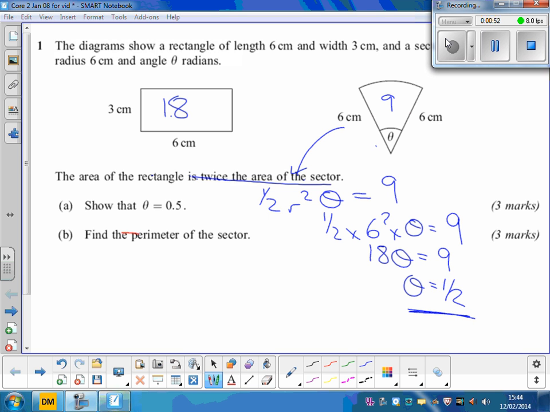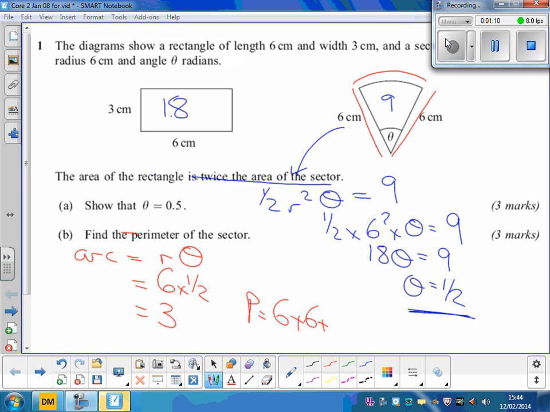So now we want the perimeter. The perimeter of this is going to be 6 and 6 plus this bit. And so the arc, you need to know the formula for the arc is just r times theta, which is 6 times a half. So the arc is 3. And so the perimeter is 6 plus 6 plus 3, which is 15 centimeters.